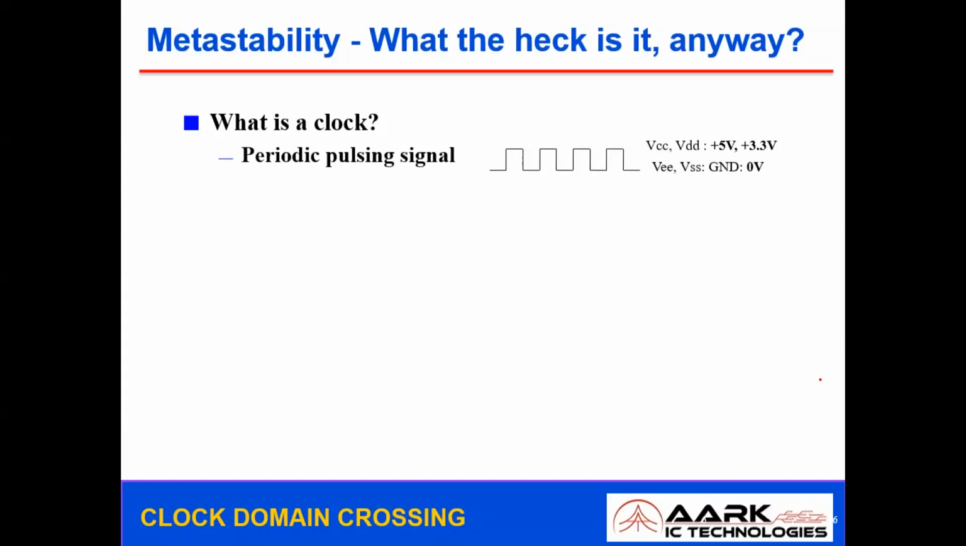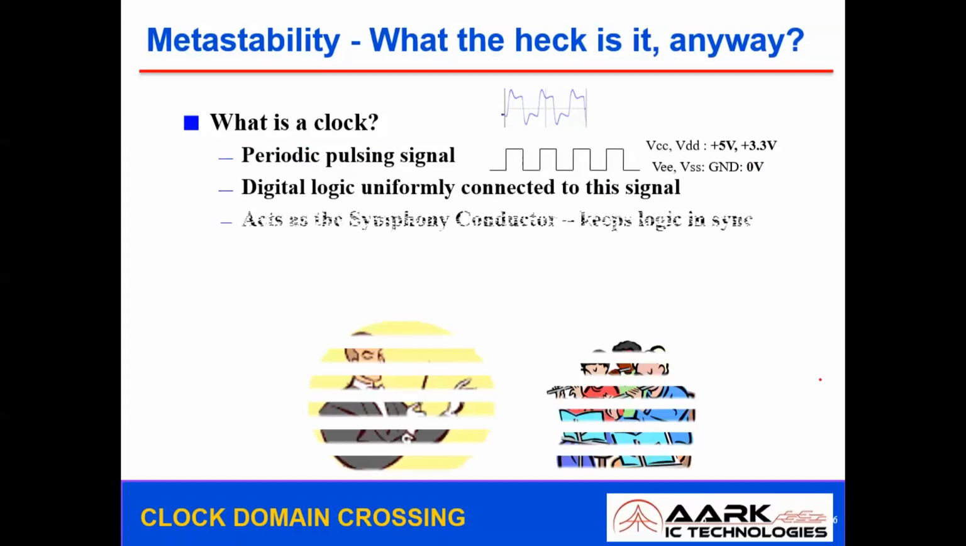It might have a voltage ranging from 5 volts to 0 volts. It switches from 0 to 5 volts, or from 0 to 3.3 volts, or it might be 0 to 2.5 volts also, depending on the type of voltage that we are using for the particular clock generation. So the digital logic is uniformly connected to the signal. The complete logic in your system will be triggered and connected through this particular signal.